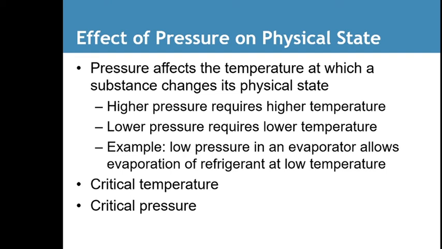The effects of pressure on physical state. This is very good information for the refrigeration and air conditioning field. It says pressure affects the temperature at which a substance changes its physical state, where it goes from a gas to a liquid in condensation, or from a liquid to a gas in evaporation. So high pressures require higher temperatures, and low pressures require lower temperatures, to change their state. The example is a low pressure in an evaporator. An evaporator allows evaporation of the refrigerant at low temperatures, so it changes from a liquid to a vapor.